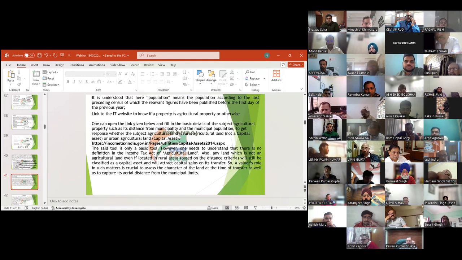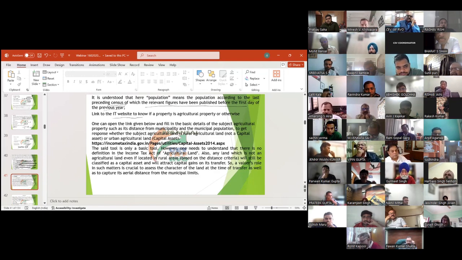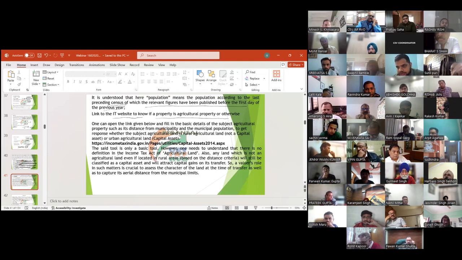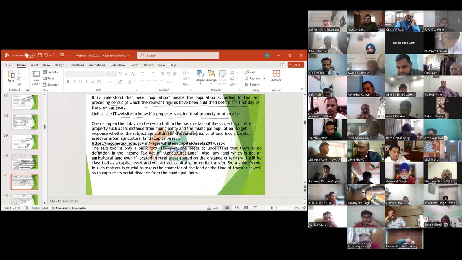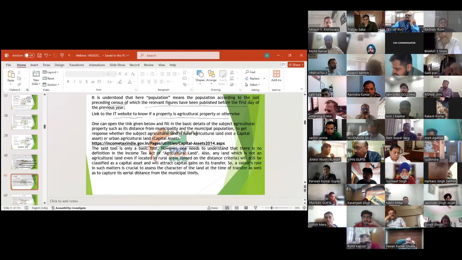So here the population means population according to the last preceding census of which the relevant figures have been published before the first day of the previous year. So you can visit the IT website to know if a property is agricultural property or otherwise. You can visit this website: incometaxindia.gov.in, pages utility capital assets 2014.aspx. So as a valuer, you can give a certificate to certify whether the property is agricultural or urban agricultural or rural agricultural.